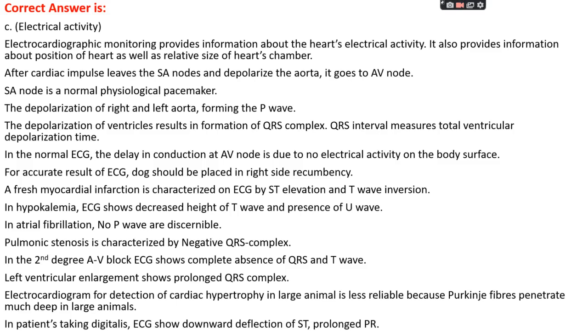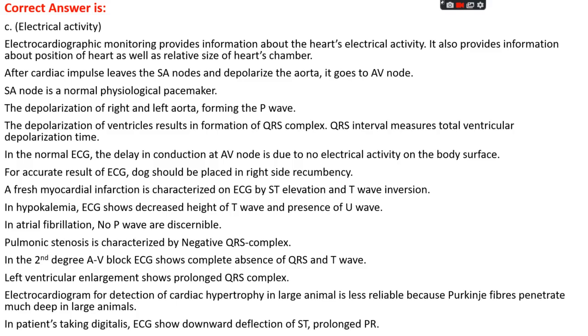In a normal ECG, a delay in conduction at the AV node may be due to no electrical activity on the body surface. If we are going to record the ECG of a dog, we have to place the dog in right lateral recumbency. Here are some conditions related to ECG. In fresh myocardial infarction, the ECG will show ST elevation and T wave inversion.